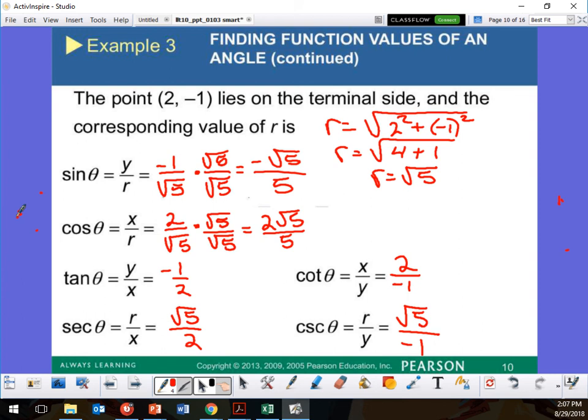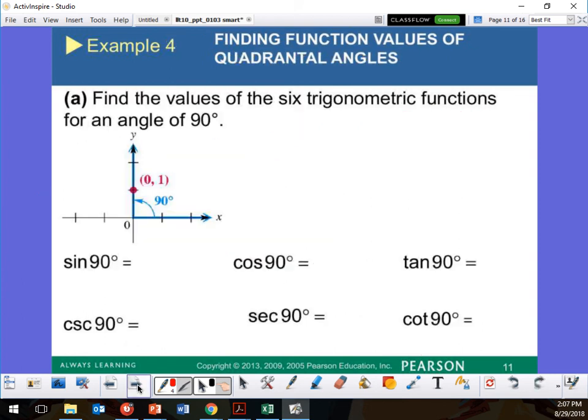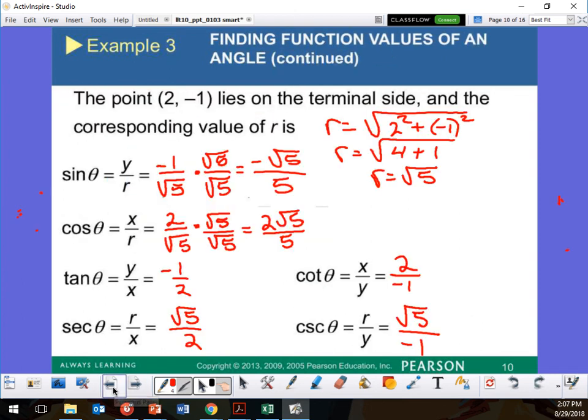Está muy fácil. Can we do it? Sí se puede, right?